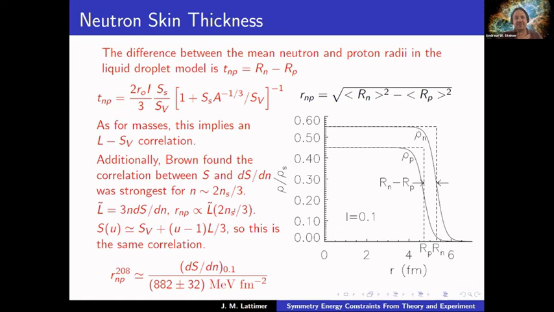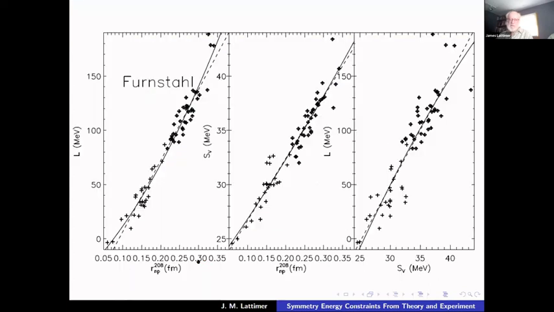Okay, so at 2/3 of saturation density, that's where the highest degree of correlation is between R and the slope. And since we can expand the symmetry energy in terms of SV and L, we basically get a linear correlation between SV and L, which is basically the same thing. So Fernstall several years ago compiled calculations of the neutron skin thickness from a wide variety of relativistic mean field and Skyrme forces. And here we can see the almost perfect correlation between RNP and the L parameter itself.